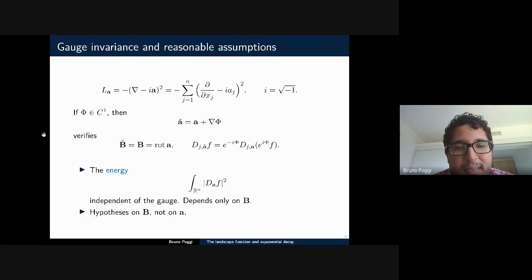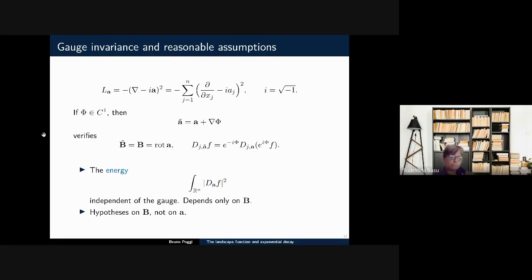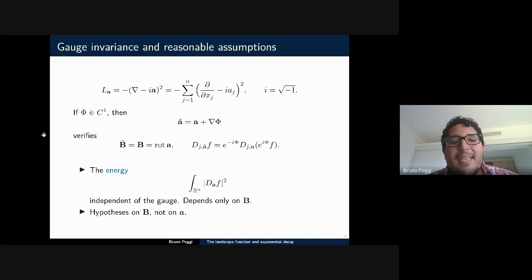Thank you. So about the gauge invariance, a very important part of it is that the energy of the system is invariant with respect to these gauges. With respect to adding this gradient of phi, it doesn't change the energy of the system. So it does not depend actually on the magnetic potential. It depends only on the magnetic field.